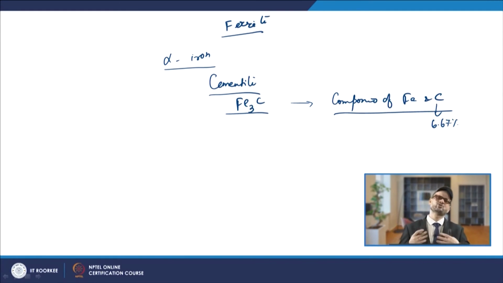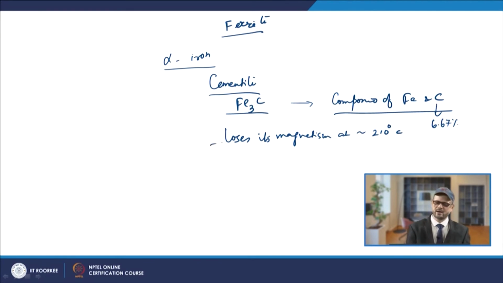Now, it can also dissolve a wide variety of elements like manganese and chromium. So, that way you can have complex carbides. This cementite loses its magnetism at about 210 degrees C, and it is hard and brittle.